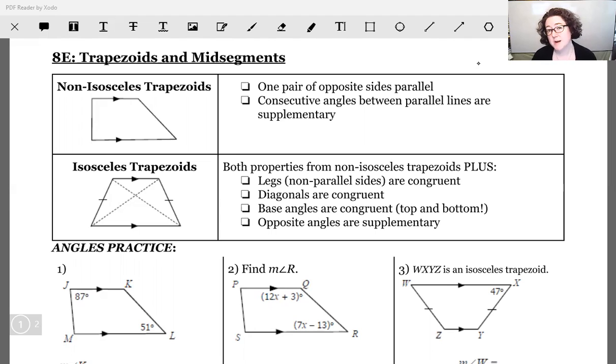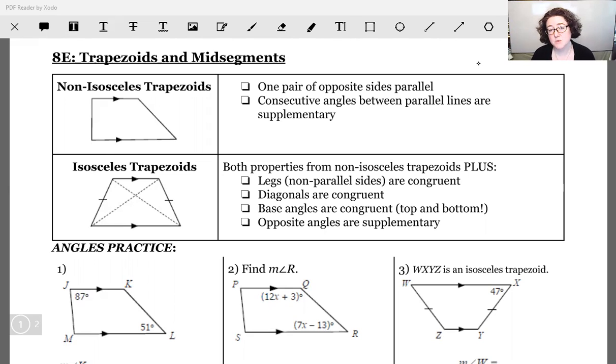So our two types of trapezoids that we have are regular trapezoids or non-isosceles trapezoids and isosceles trapezoids. And if you think about that word, well, what does isosceles mean with triangles? We have two congruent sides with isosceles triangles. So it's the same thing with trapezoids. We would have two congruent sides. Now on our trapezoids, the special thing about this is we only have one pair of sides that are parallel. In parallelograms, you have both pairs of opposite sides are parallel, not with trapezoids.